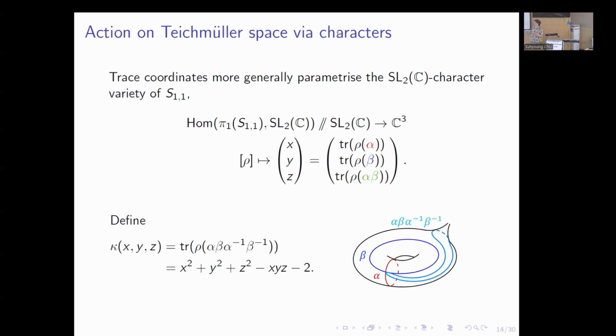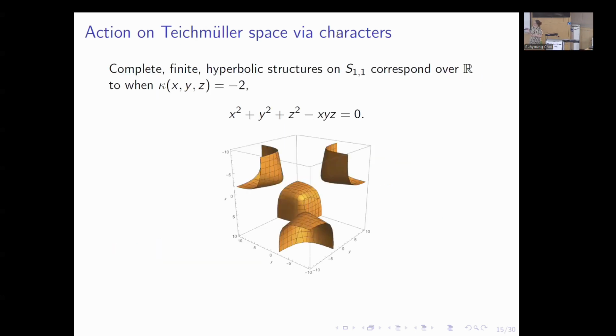Okay, so with basic trace identities in SL2, you can compute it's equal to this. And if you study the relationship between these representations and the action of matrices as isometries on the hyperbolic plane, you can actually see that complete finite-area hyperbolic structures on the punctured torus are going to correspond to when this polynomial is equal to -2. Okay, so this is where we're going to get our Teichmüller space coming in.